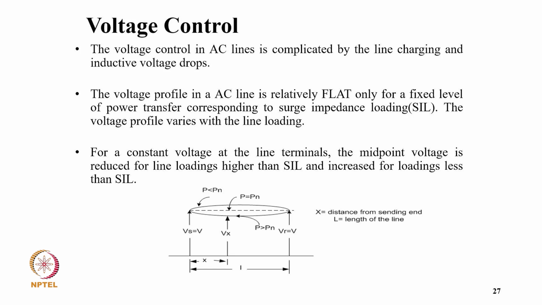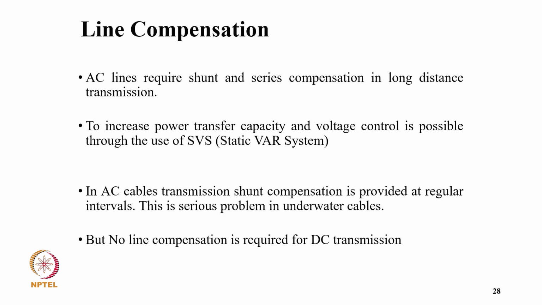So for constant voltage at the line terminals, the midpoint voltage is reduced for line loading higher than the surge impedance loading and increased for loading less than surge impedance loading, as you can see here in the diagram, which shows typically how the voltage varies with distance from the sending end and line length, at constant power.